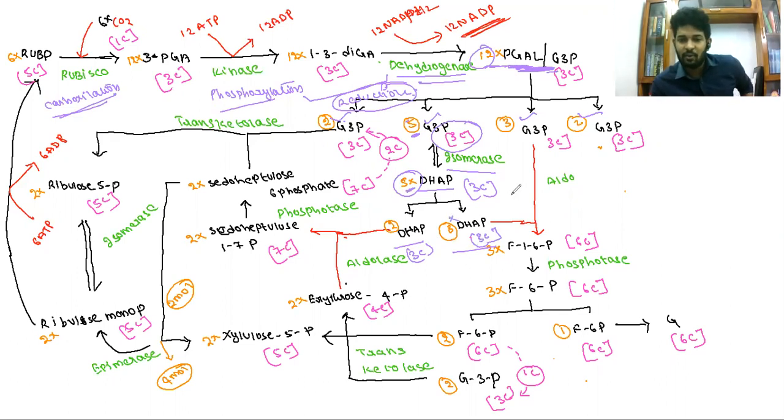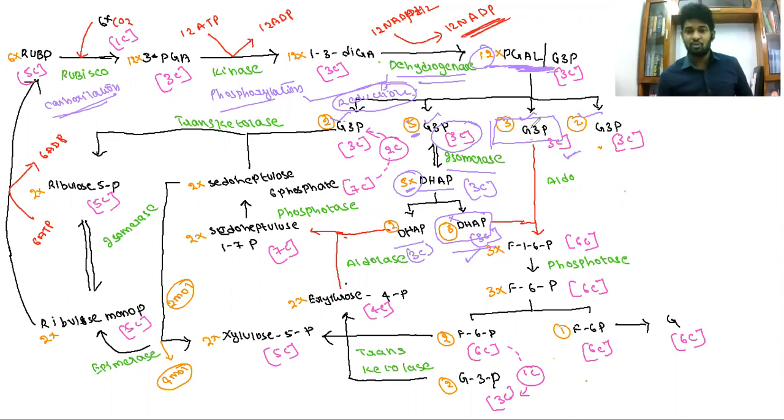Out of which 3 molecules of DHAP undergo condensation. I'm using a word called condensation. This 3 dihydroxyacetone phosphate is condensed with 3 molecules of glyceraldehyde 3-phosphate. Glyceraldehyde 3-phosphate is a 3-carbon compound, and DHAP is also a 3-carbon compound.